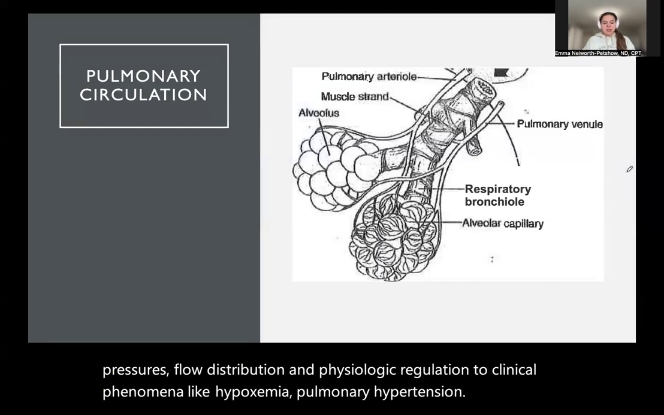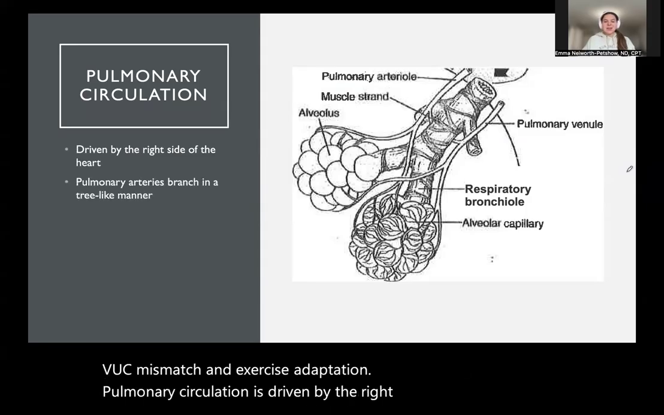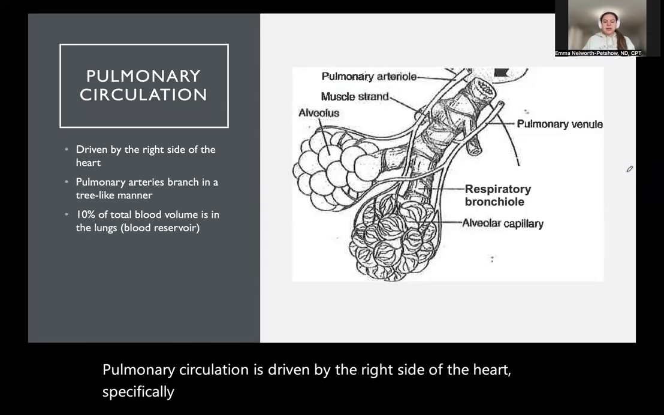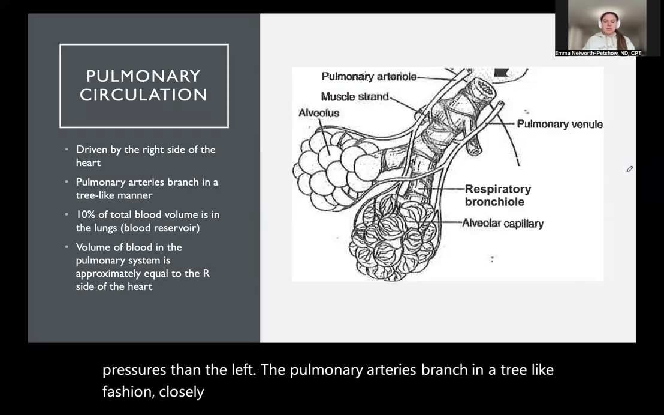and exercise adaptation. Pulmonary circulation is driven by the right side of the heart, specifically the right ventricle, which generates much lower pressures than the left. The pulmonary arteries branch in a tree-like fashion, closely following the bronchial architecture to maximize surface area for exchange.